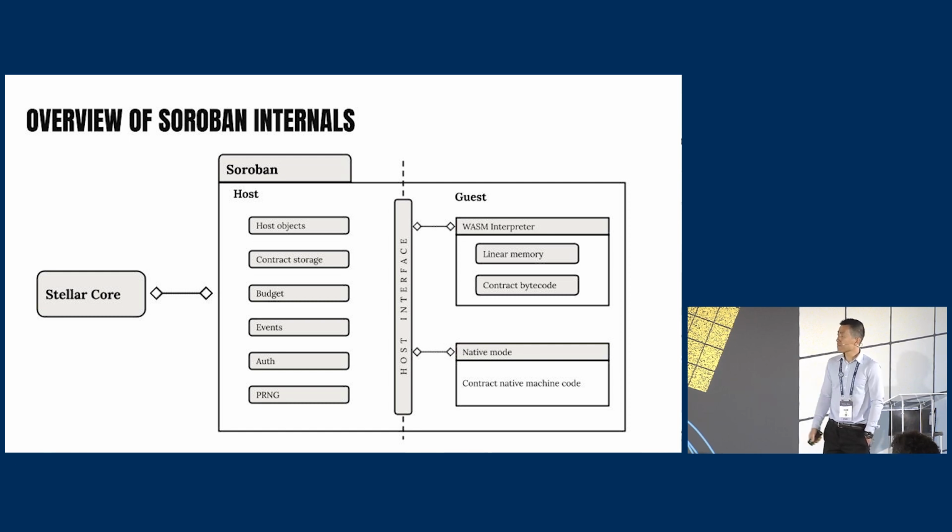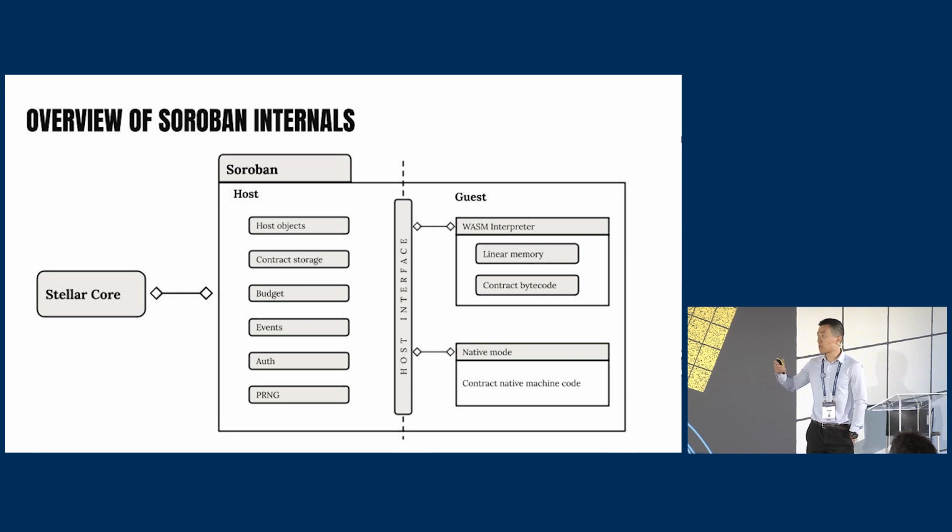And on the guest side, the guest is a WASM runtime. In Soroban, we chose a WASM interpreter that is lightweight and efficient. The WASM interpreter basically runs in a loop, parsing and executing the contract code one byte at a time. There's also a piece of linear memory within the WASM runtime that is the memory owned by the contract, but is accessible from both the host and guest. So the contract can access this piece of memory, but the contract cannot access the host memory.